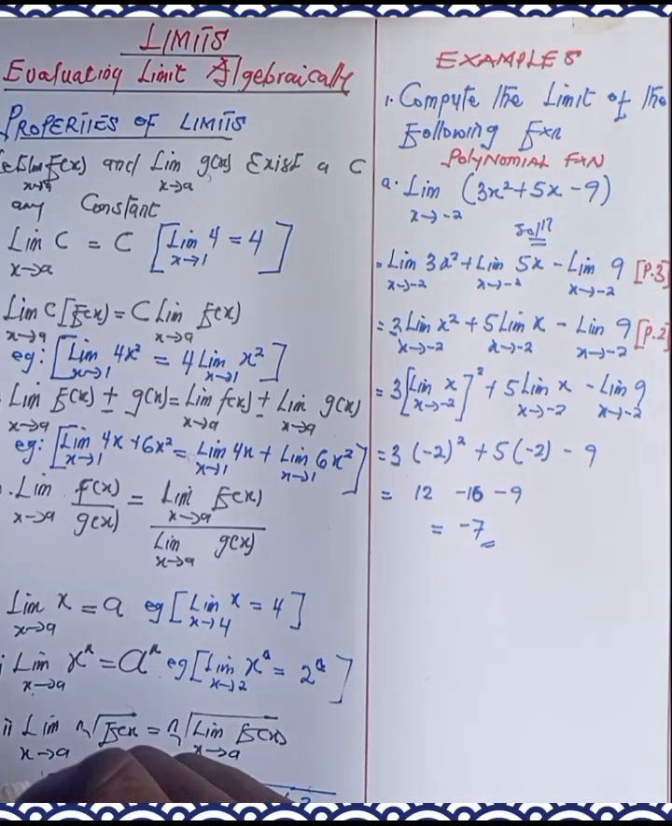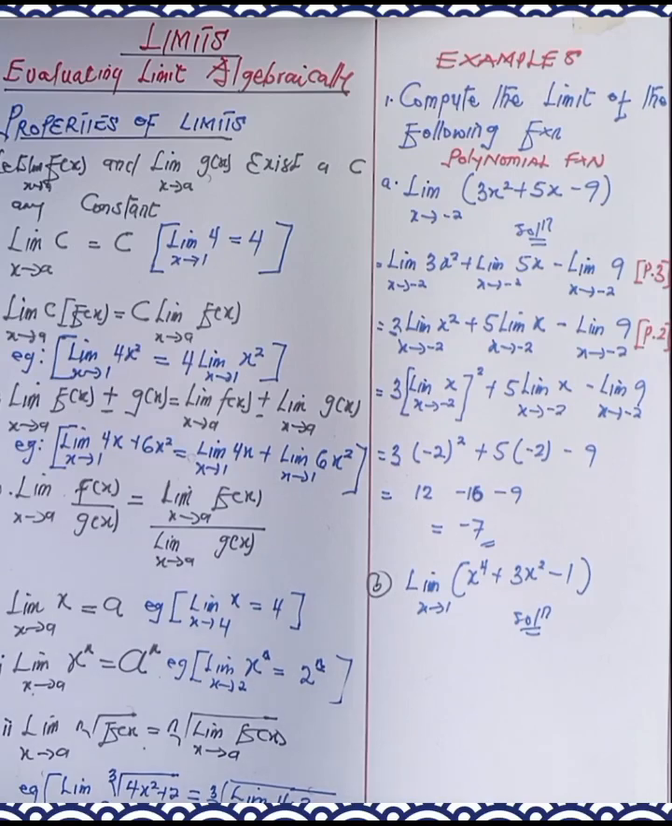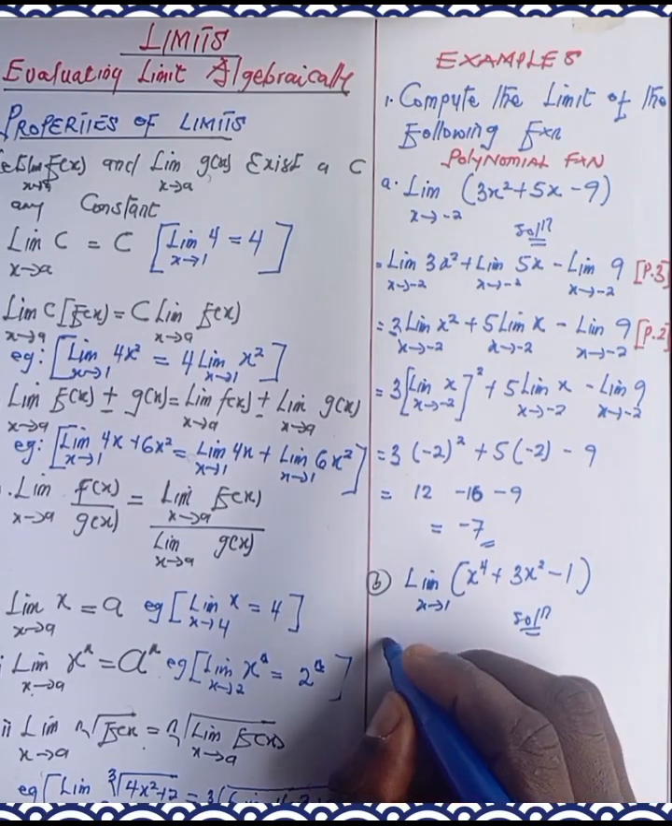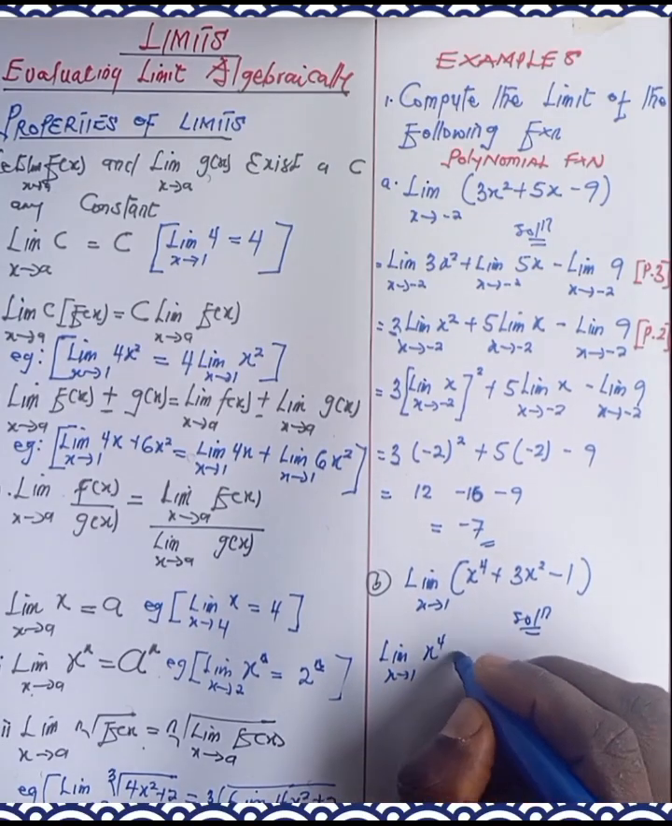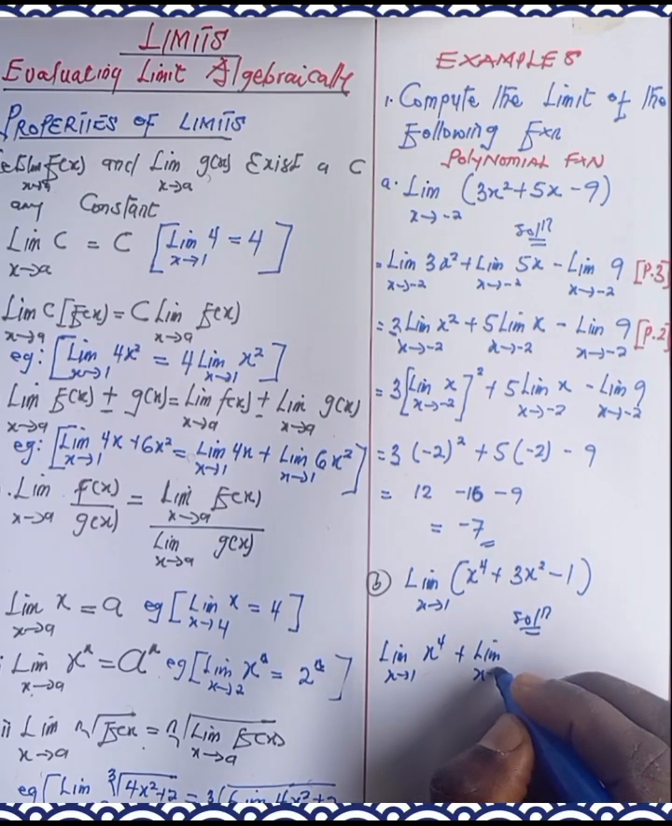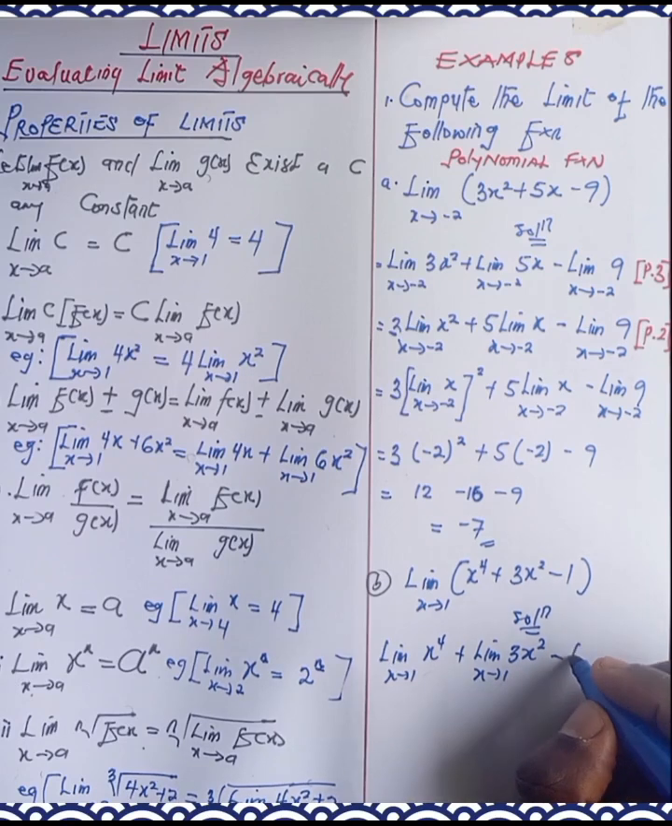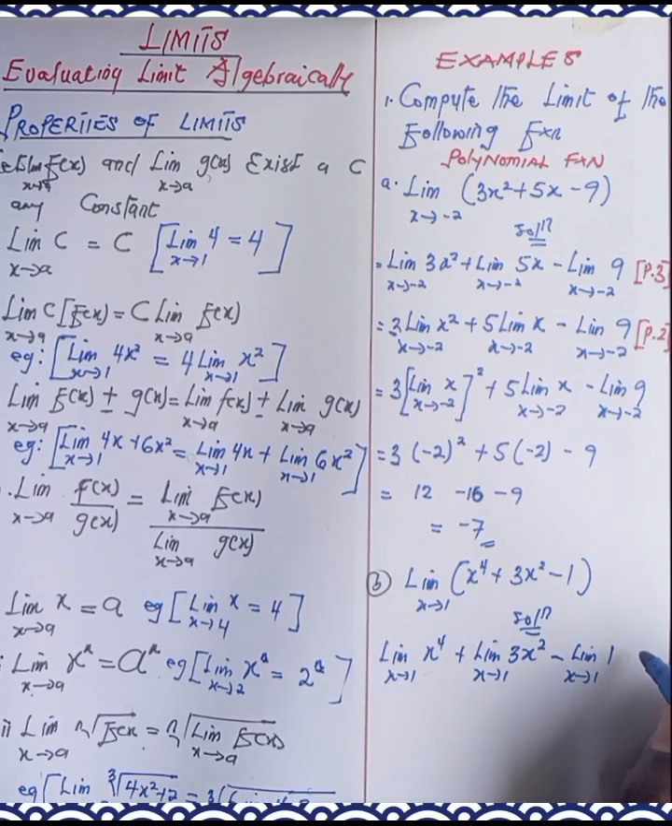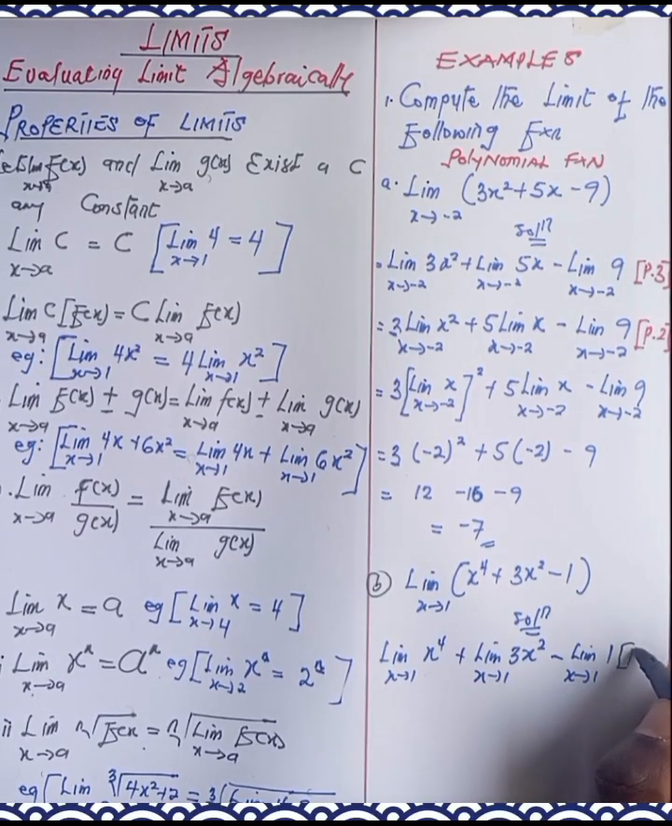Now let's take the next example. So example 2, we have to find the limit of this function as x approaches 1. So in applying the properties of limits, we are going to get the limit as x approaches 1 of x to the power 4 plus the limit as x approaches 1 of 3x squared minus the limit as x approaches 1 of 1, and this is property 3.